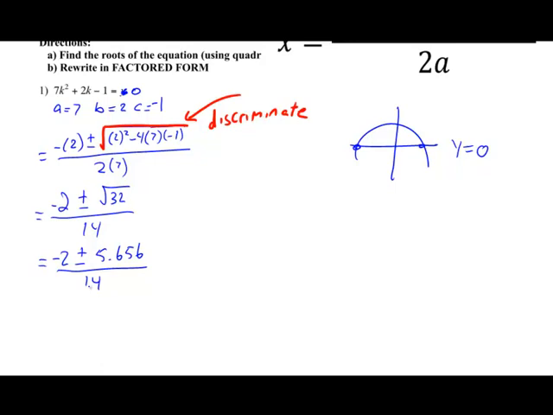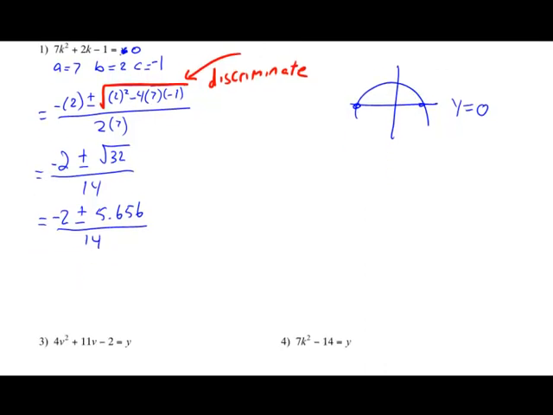What you want to notice is there should be 2 solutions. Remember, quadratics usually give you 2 solutions or 2 roots for your x, and that's where that plus or minus comes in. So to take care of that, I'm going to separate this out into 2 little functions. This is -2 plus 5.656 divided by 14, and the other one is -2 minus 5.656 divided by 14. Now I have my 2 solutions.